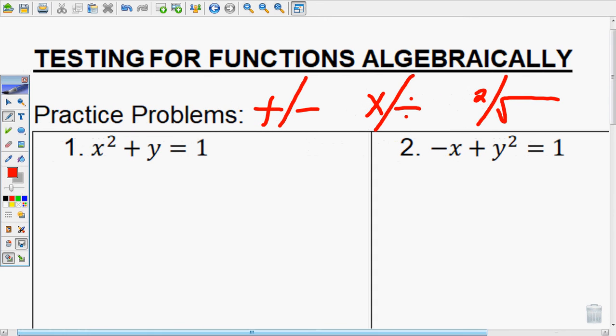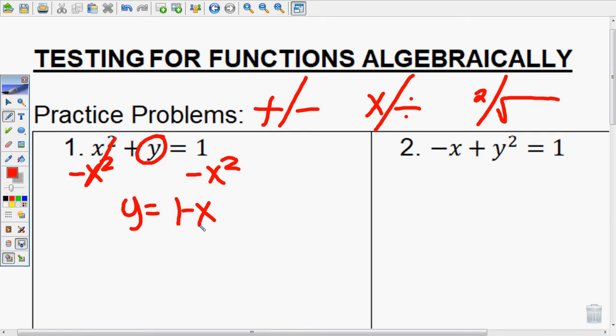So if we start at example 1, and our goal is to get y by itself, what is our first inverse operation we will need to do? We would need to subtract because I need to move this whole x squared, right? This is positive x squared plus y. What is the opposite of adding this? Subtracting it. So I'm going to subtract x squared from both sides, and I get y equals 1 minus x squared. How do we feel?